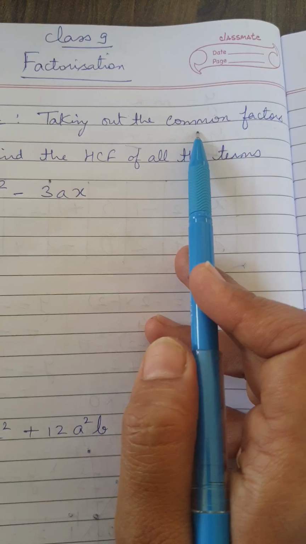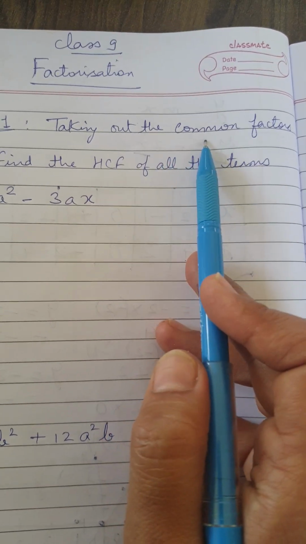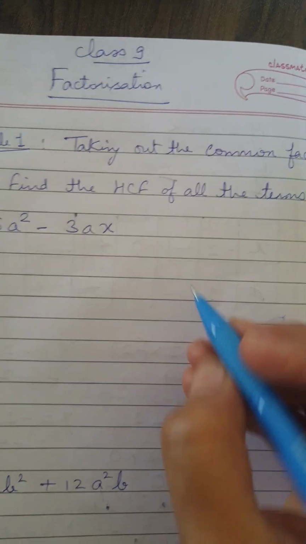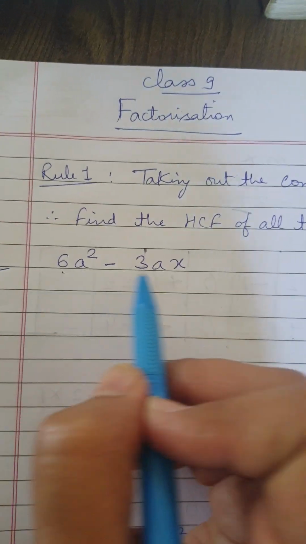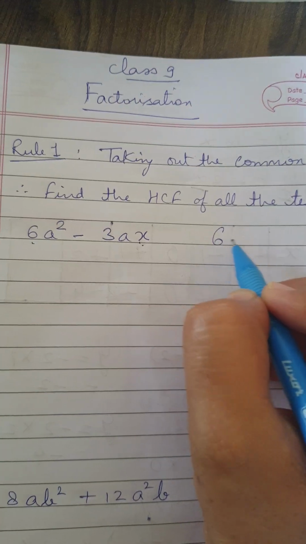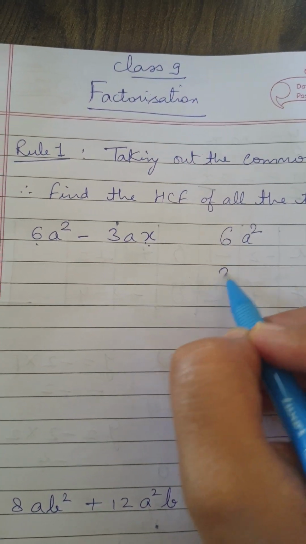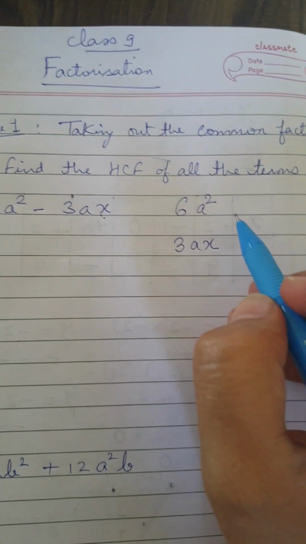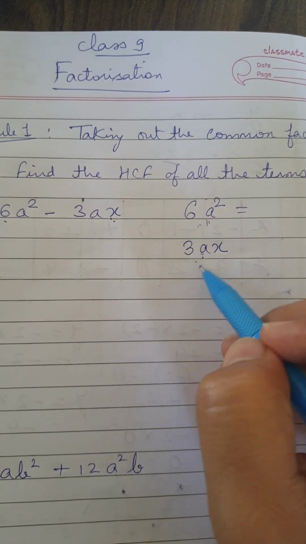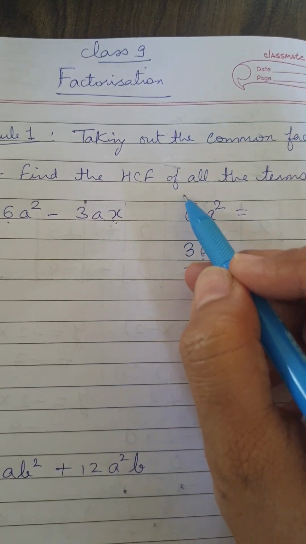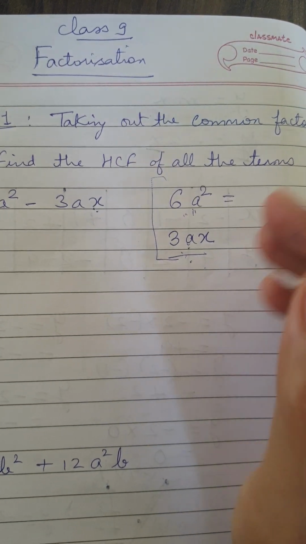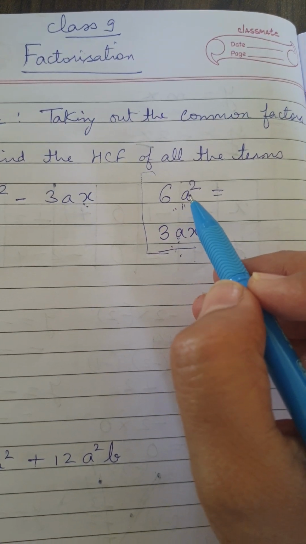And how do you find out the common factors? The process says you have to find out the highest common factor of that expression, for each term. Suppose this is our equation, 6a square minus 3ax. There are two terms in this expression, 6a square and 3ax. So if I want to find the HCF of these two terms, what is HCF? HCF is the highest common factor.